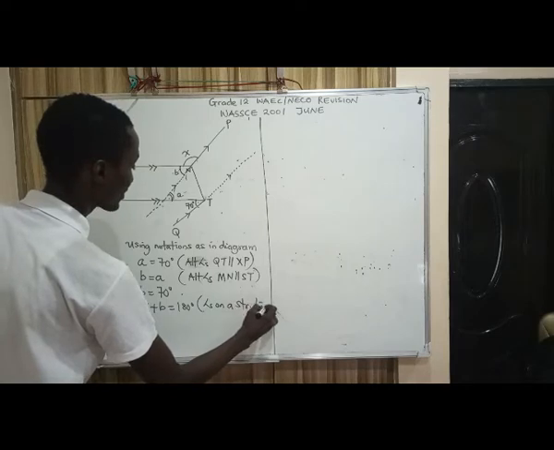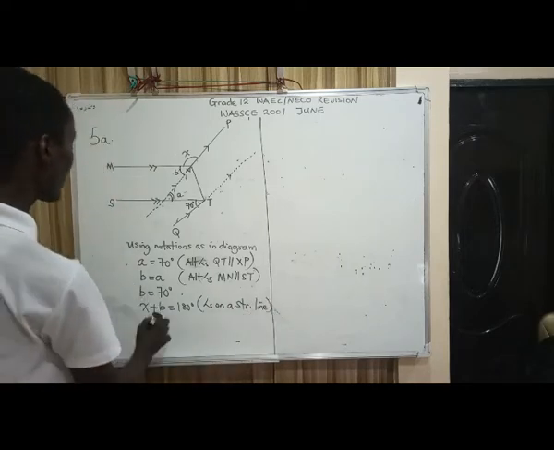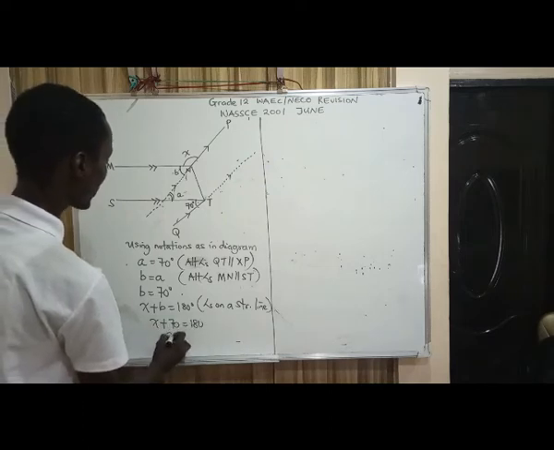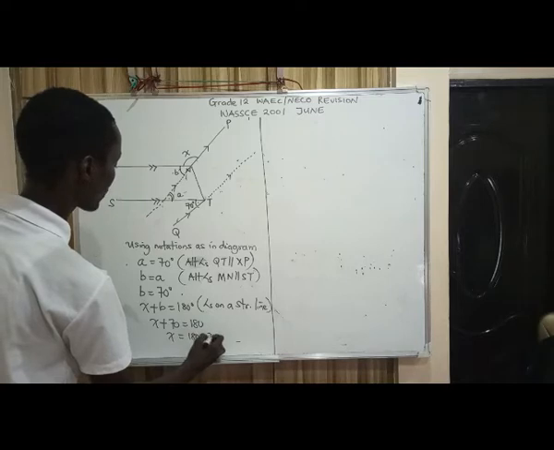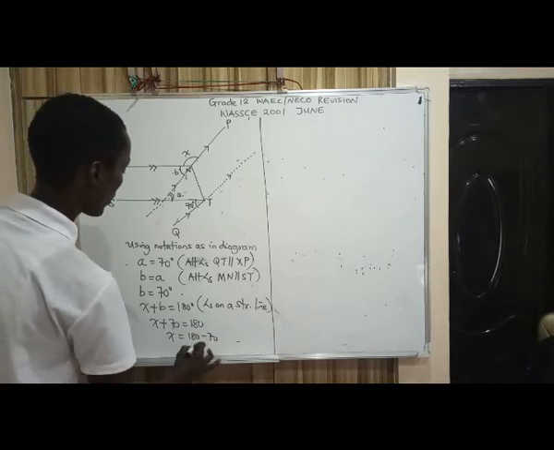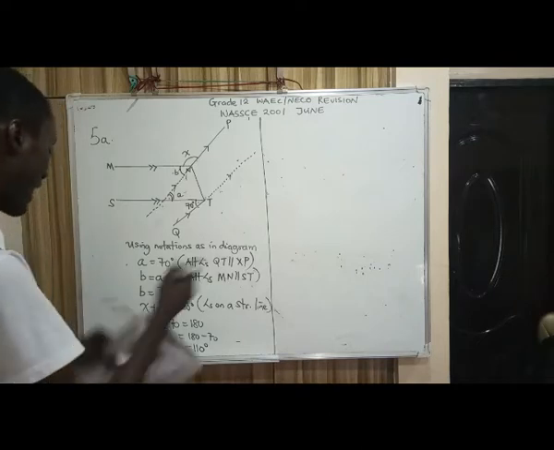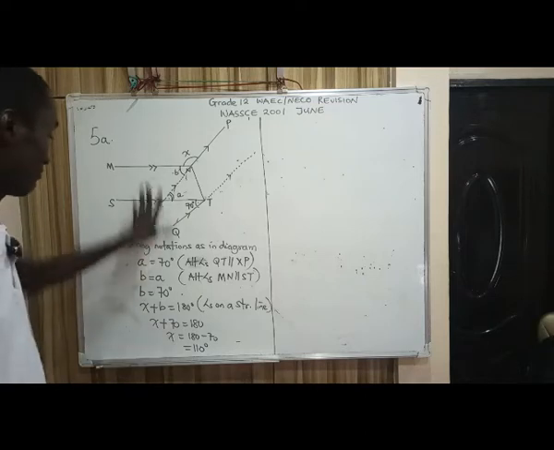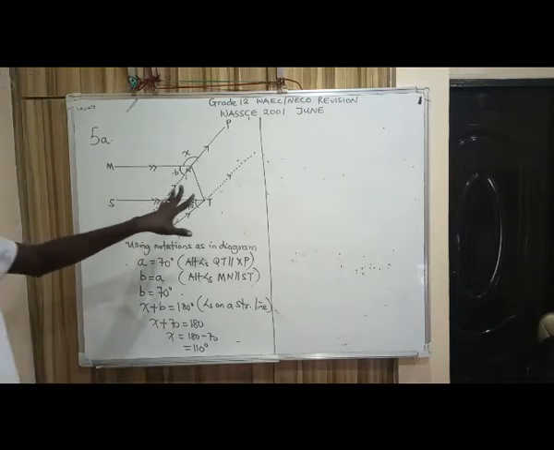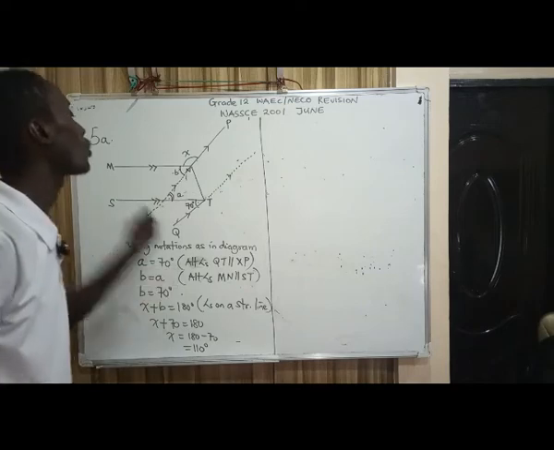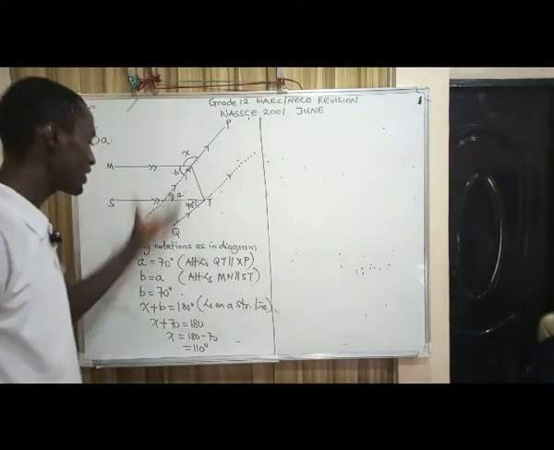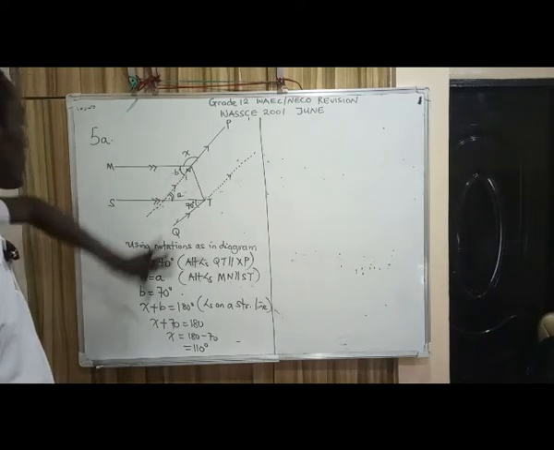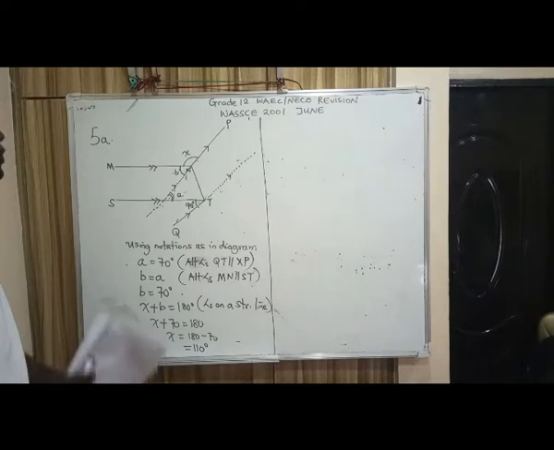Take note of my shorthand. So if B is 70, it means X plus 70 will be equal to 180, and X will be equal to 180 minus 70, and that will be 110 degrees. So I've been able to get X. This is my own method. I developed it to reduce the tendency to overly write things. So you see, it's simple, straightforward, and with this, my examiner understands what I am doing. So that's for question 5a.